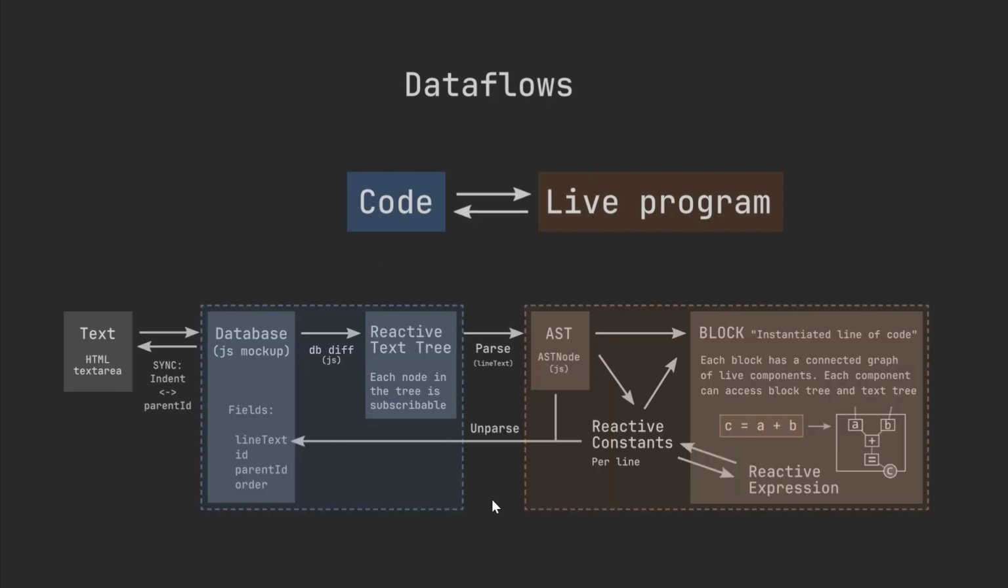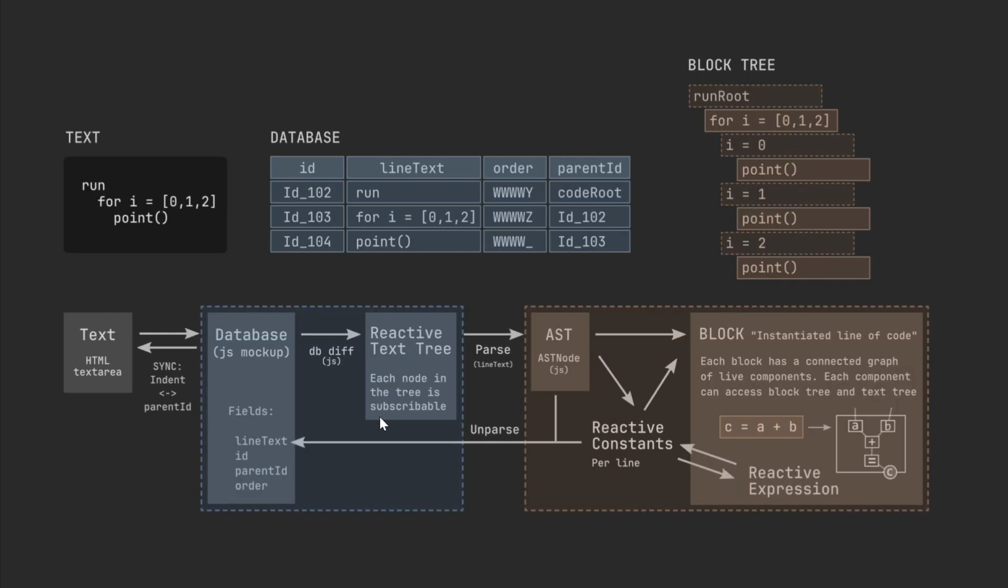Here's a bit more detail, and let's go through it using this example here. The editor is just the HTML text area. Yeah, the end goal is a very different kind of editor, but now it's a text area and it's two-way synchronized to the database. So instead of indented text, we get individual lines with order and parents.